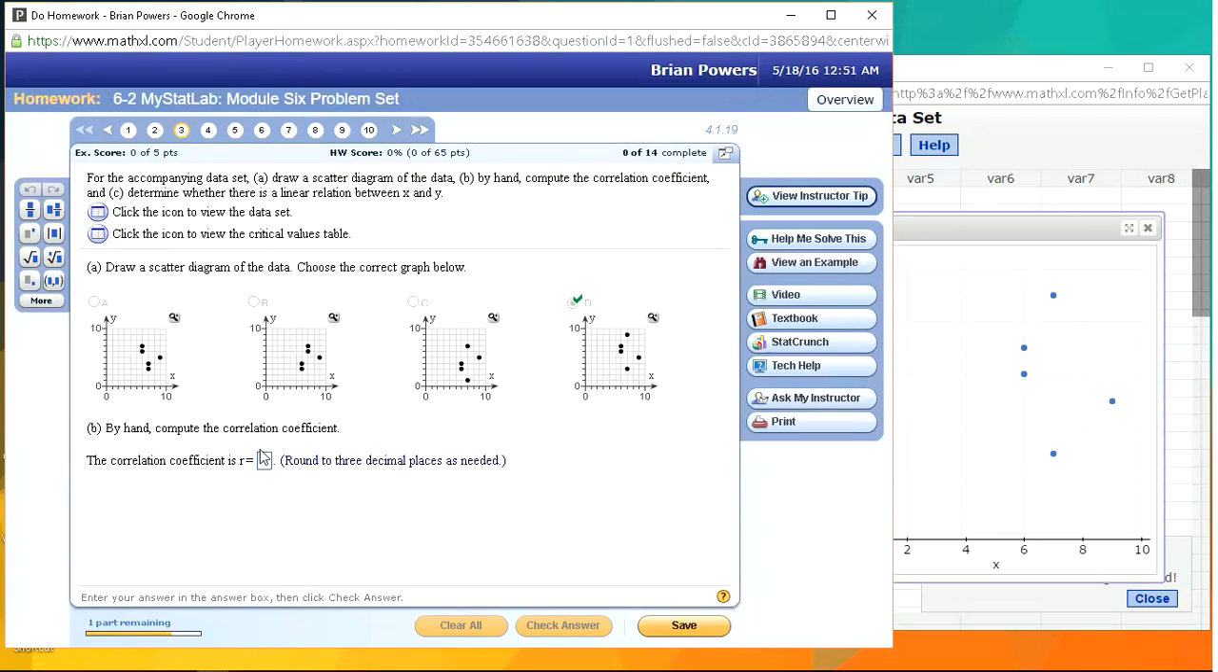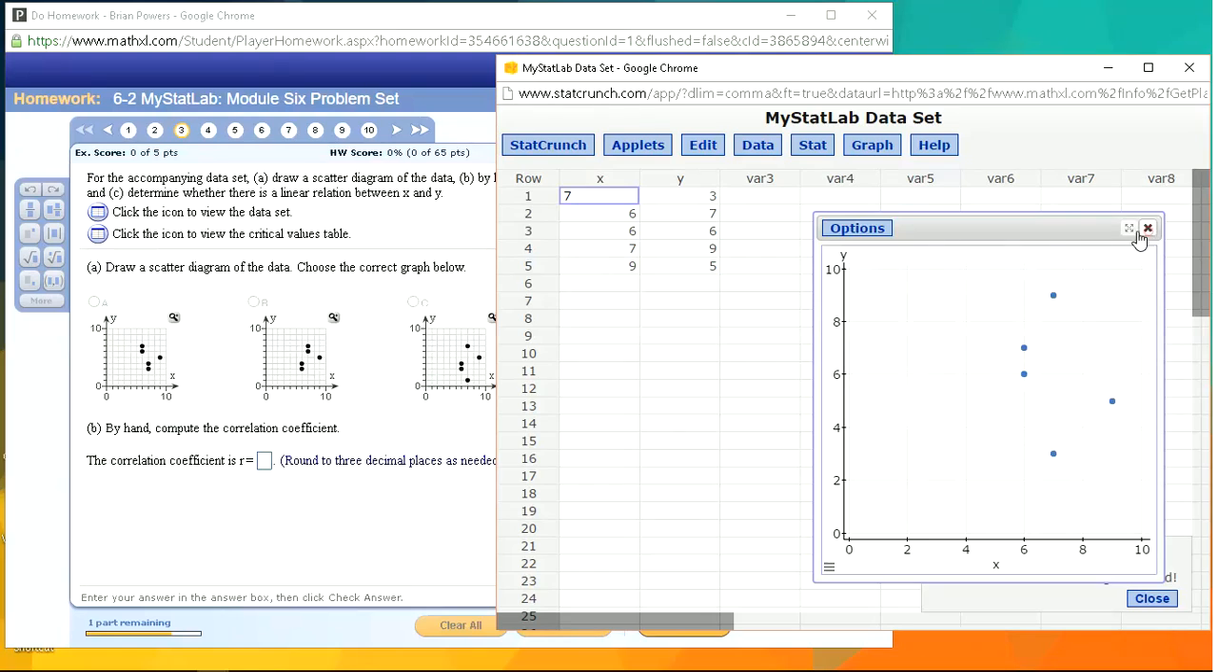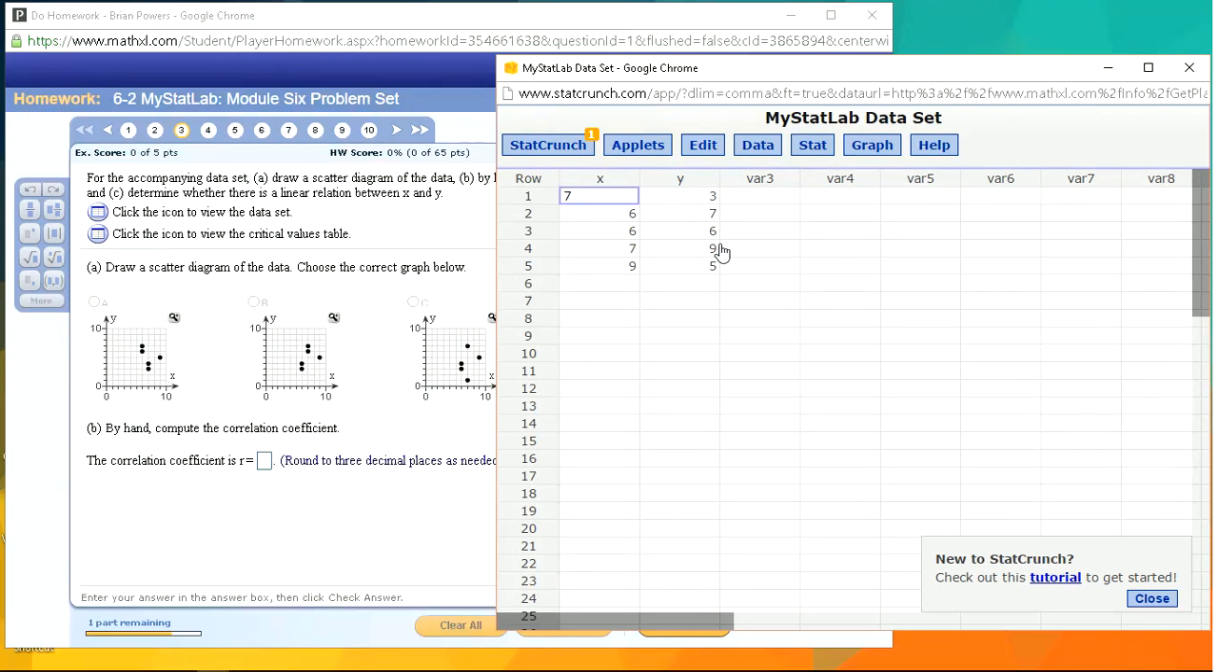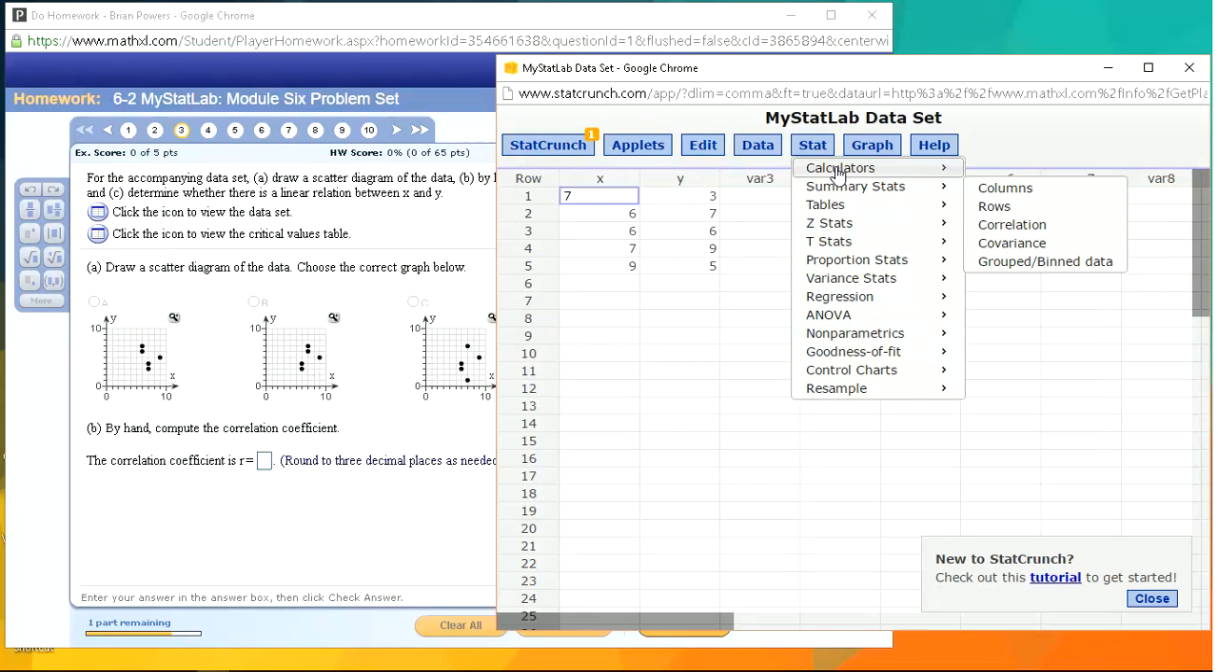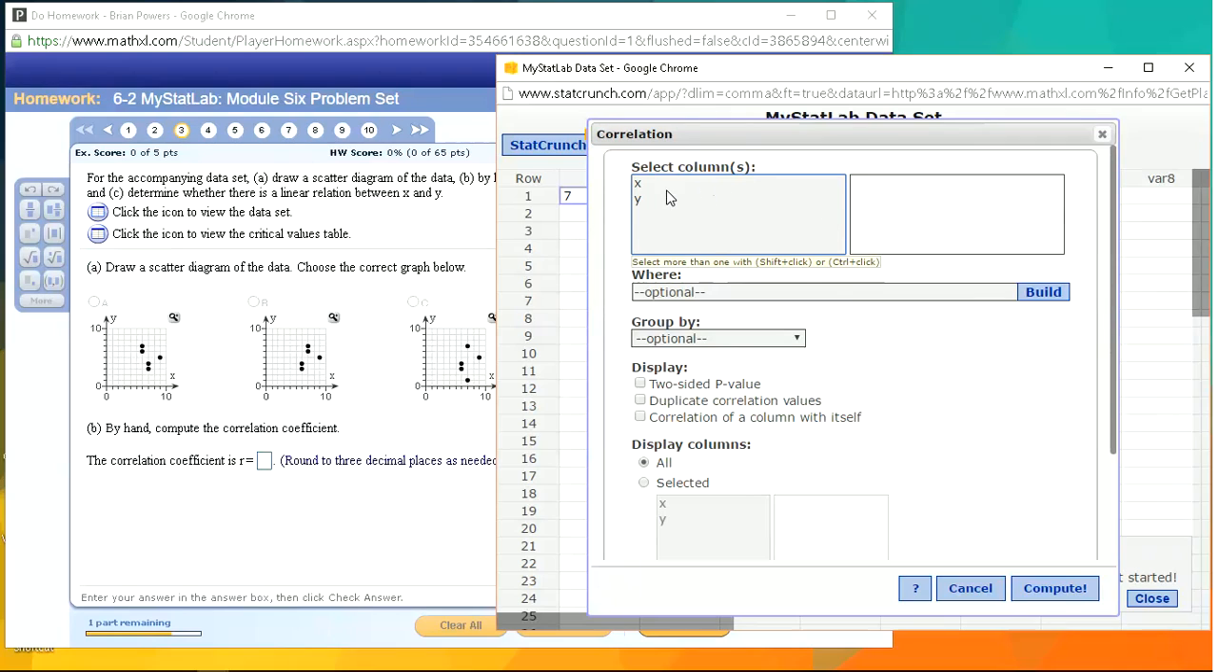Okay. So it asks you by hand. Well, I don't want you to do this by hand. I want you to calculate the correlation coefficient using StatCrunch. So again, under stat, we're going to go to the summary stats, the correlation summary stat. And again, we're going to hold down Control when you click the X and Y. They both have to be selected here.